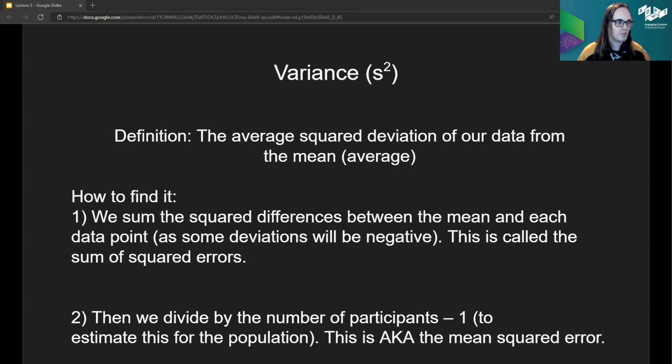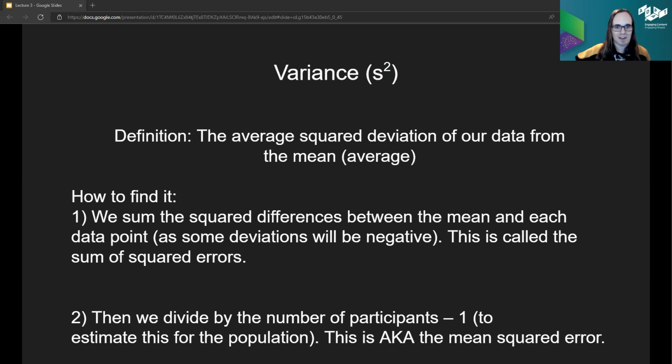Now we want to use this sum to get an average so we can describe each individual data point. We don't really care how much total deviance there was, because if we had lots and lots of data points, we might expect more and more deviance if we're just adding them together. So we also need to divide by our number of participants. Specifically, we divide by our number of participants minus 1. This is a concept we'll talk about in the future called degrees of freedom.